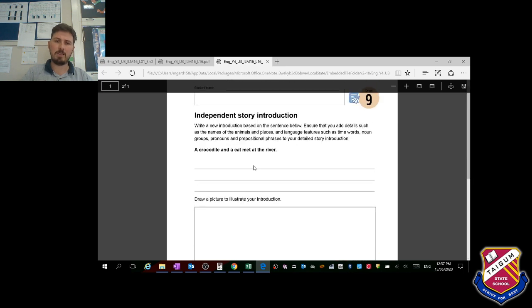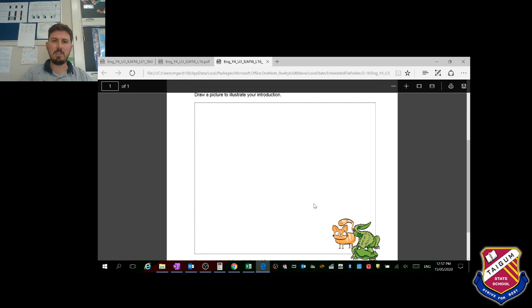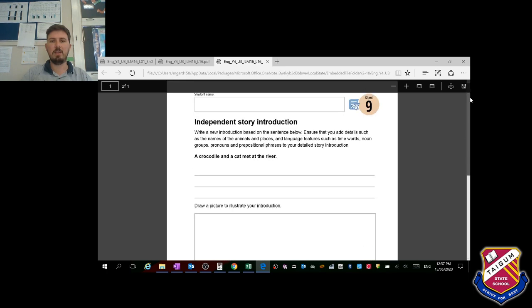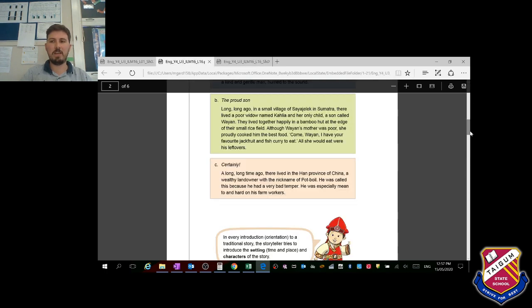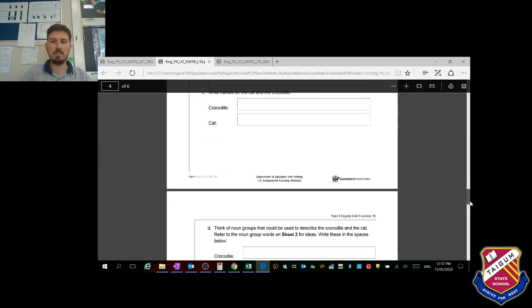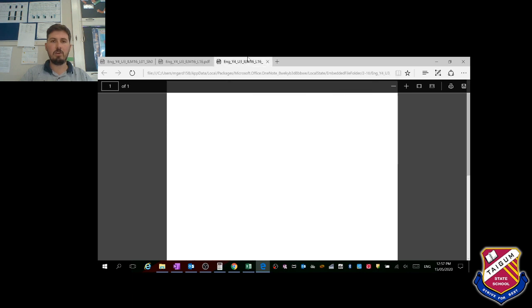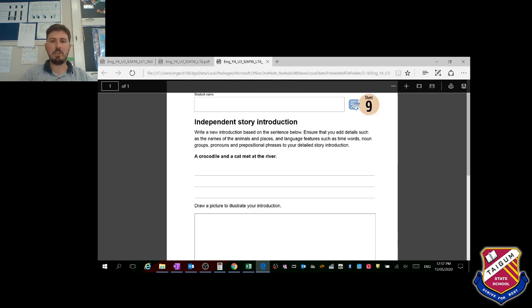Then, if you don't have enough space on those lines, you can write in the box too. Then underneath, you need to draw a picture and you can color that picture in for your illustration, okay? So using this information that you wrote out here, you're going to create an introduction on this sheet here. Okay, good luck, guys. I can't wait to see how these all look.